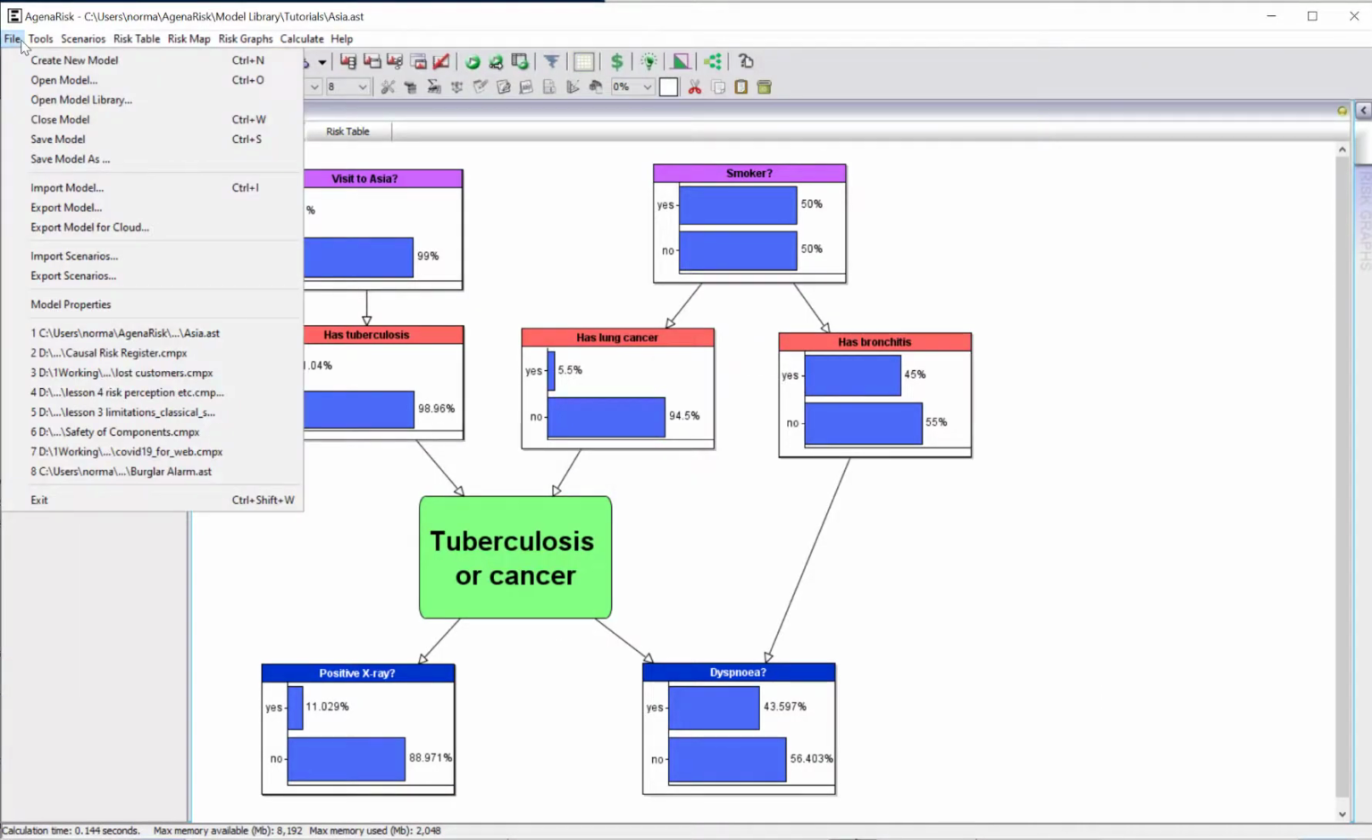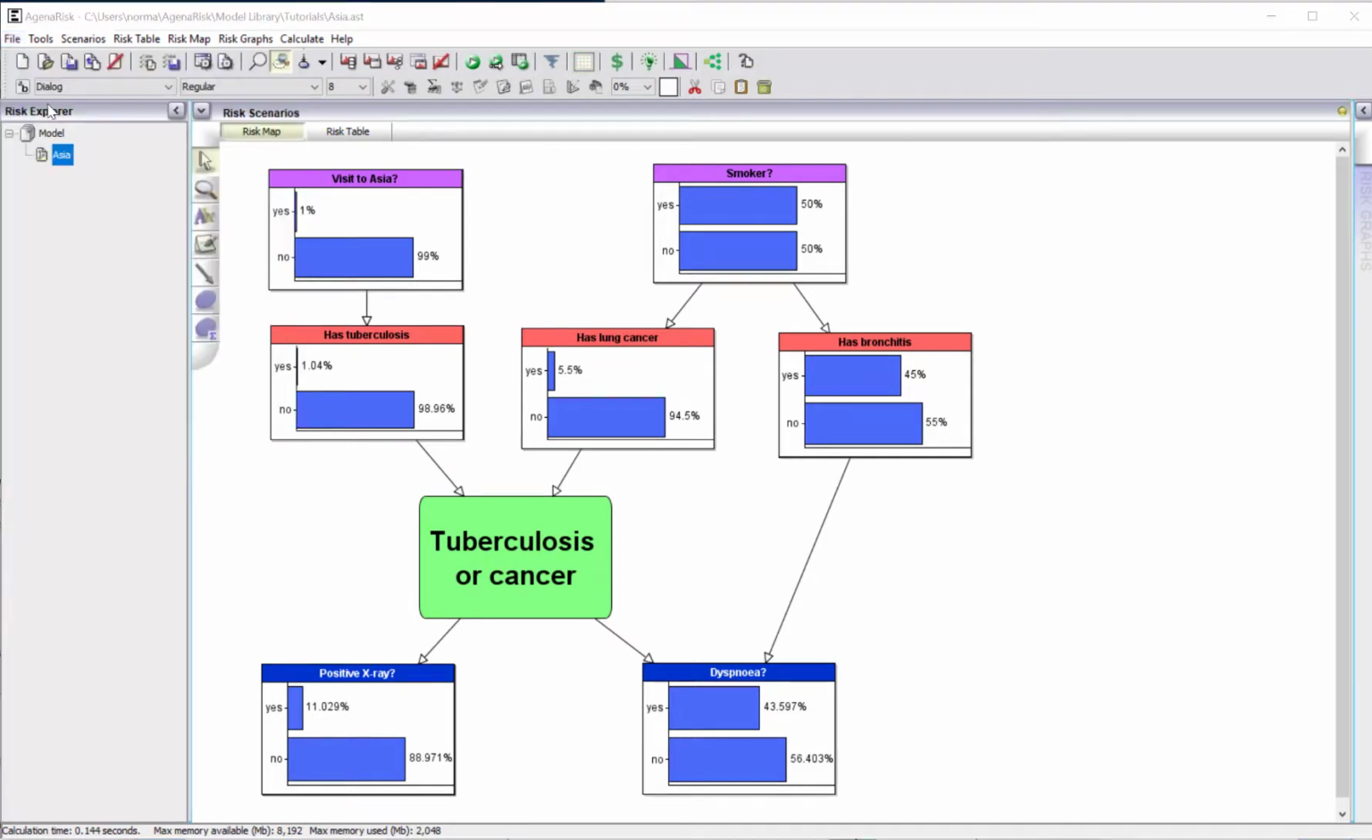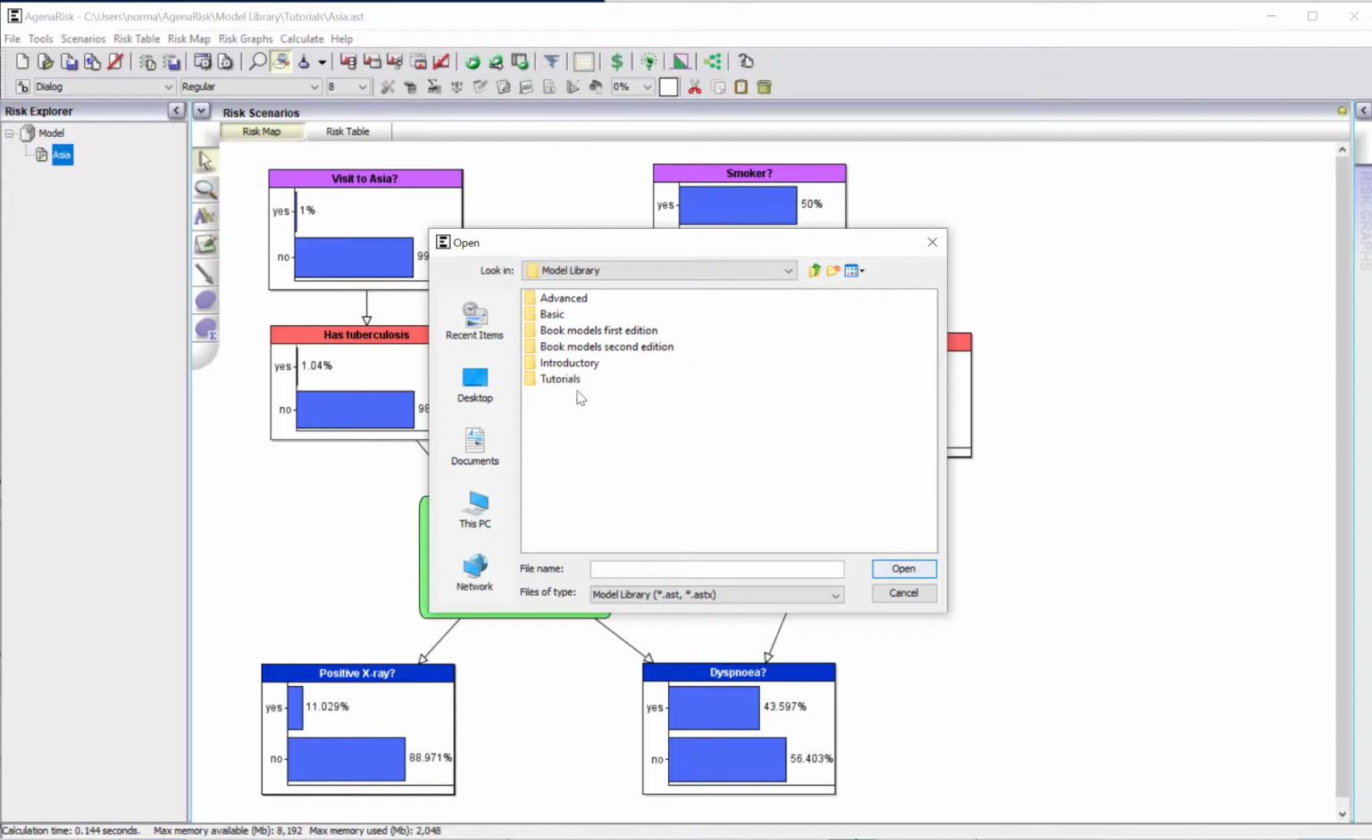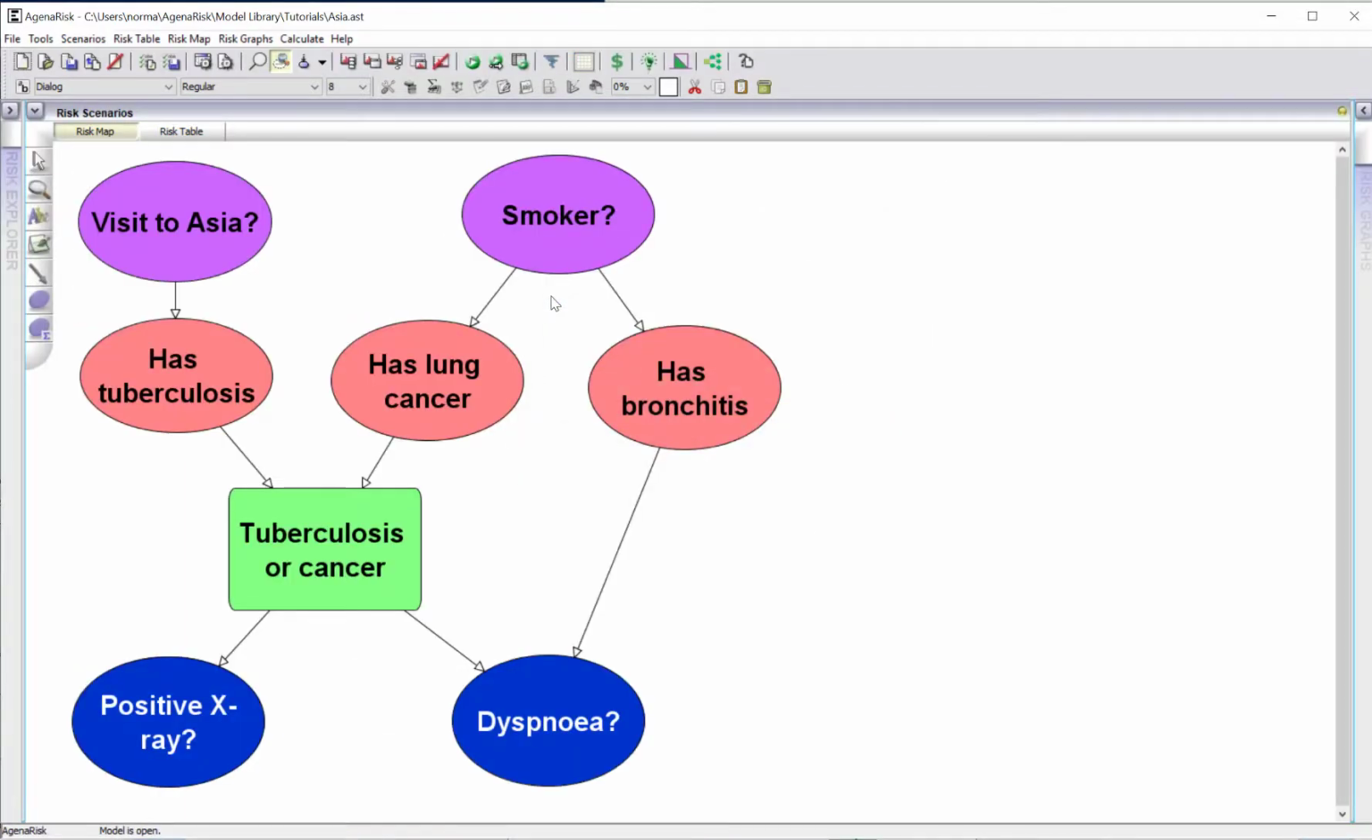Anybody can open and find this model by opening the model library on AgenaRisk. And you'll find it in tutorials, and there you'll see Asia. When you open it, there's the model.